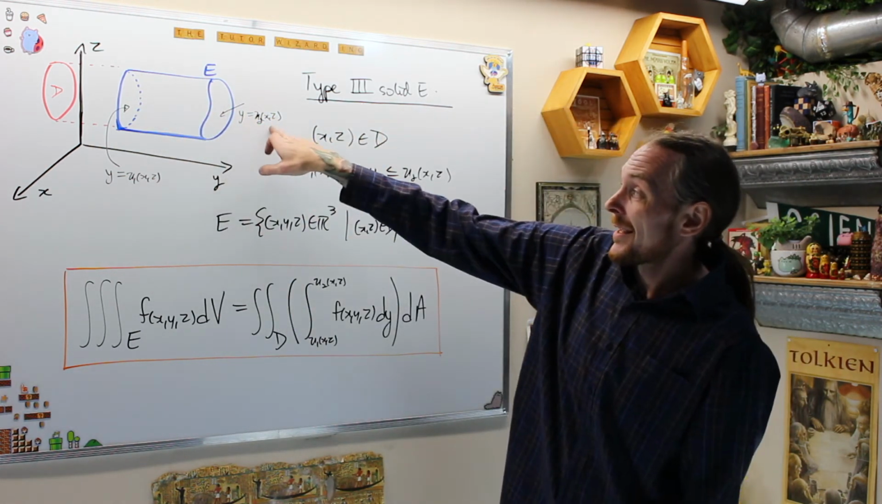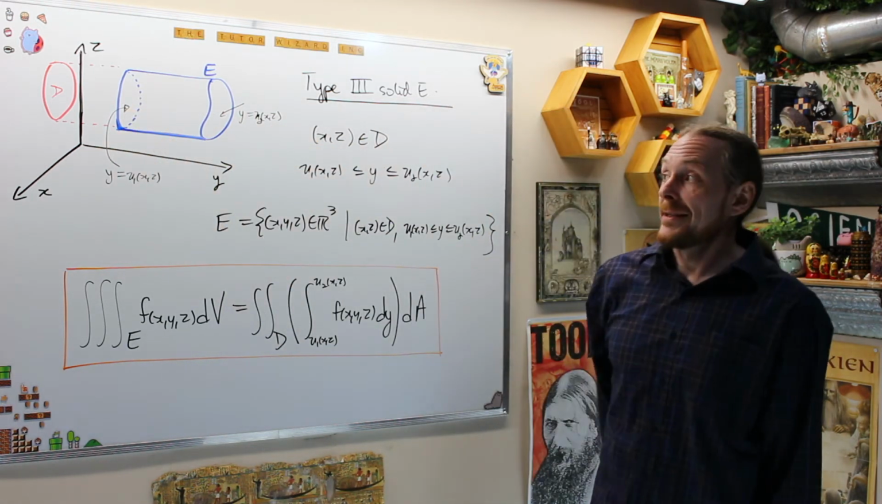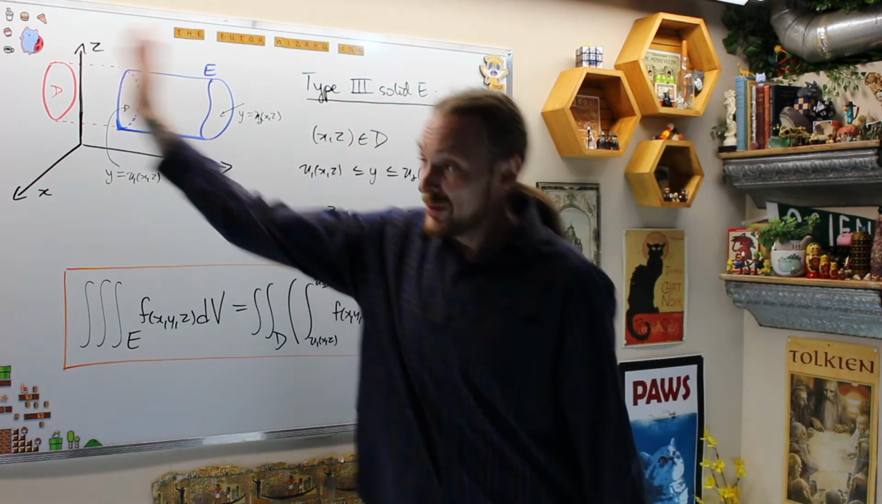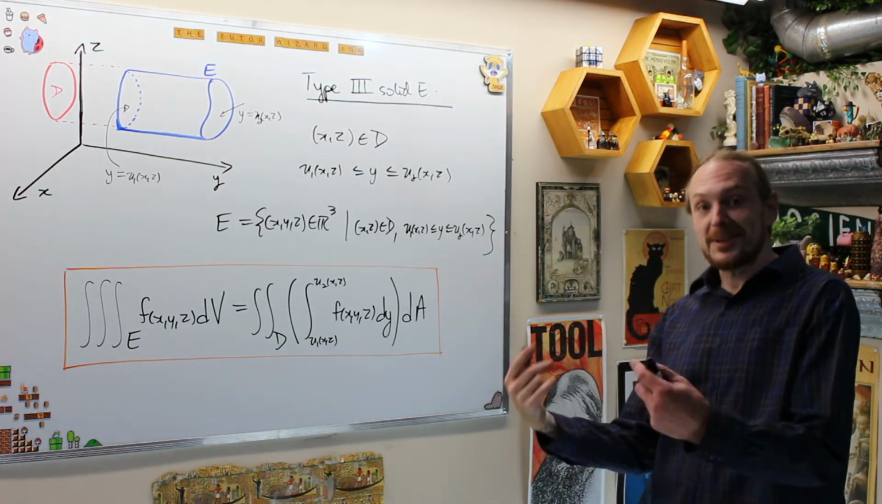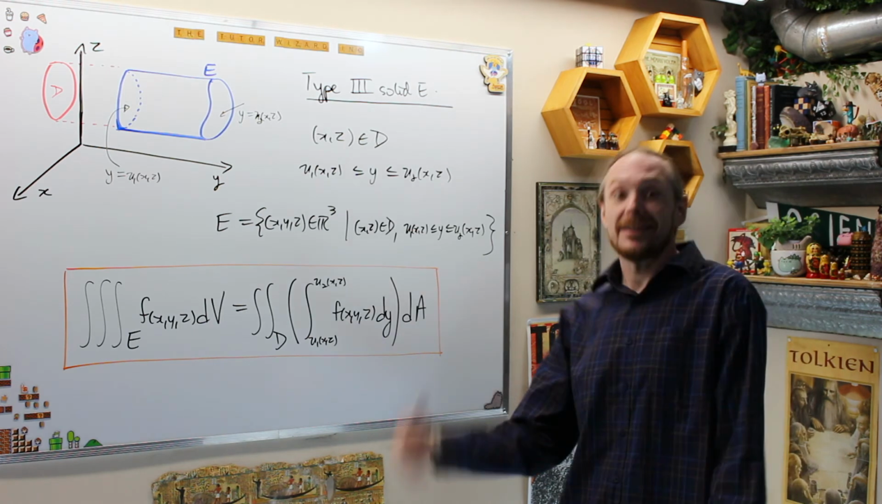So we're going to have y is u2 of x,z and y is u1 of x,z. So we got those surfaces now. We're viewing them. And then we're going to project onto the xz plane this time. And then in the xz plane, we're going to have a type 1 and type 2 region D, which we're going to phrase in the next scene. Just hang on a second.